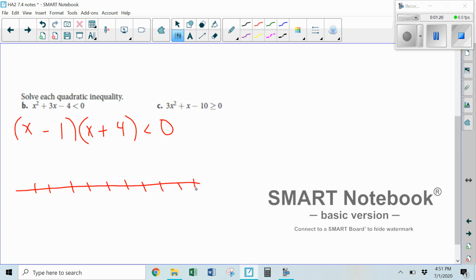Don't worry about numbering it just yet. Let's go ahead and put our first factor. Let me actually do it in a different color. So I'm going to put x minus 1. Now what we're going to do is think about where the 0 is. So when will I get 0? If x is 1. Up here it's going to be negative 4. So just make sure those numbers will fit on your number line. If you want to go ahead and number your number line, you can. Make sure it fits a negative 4 and a 1.